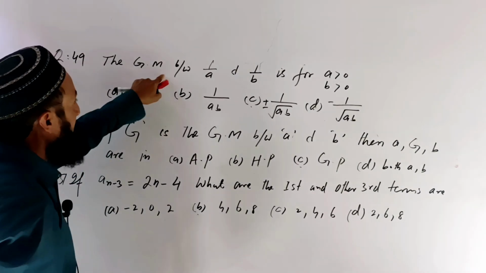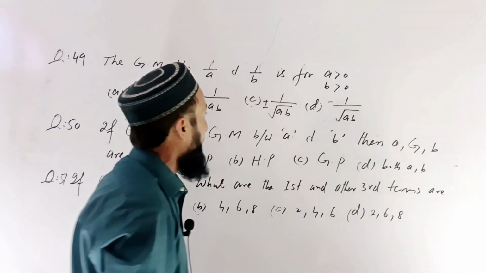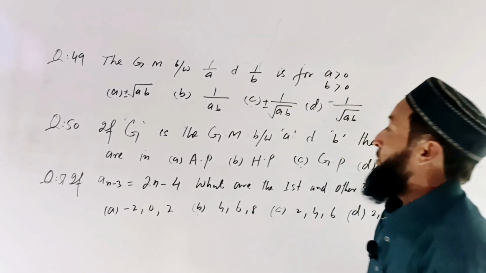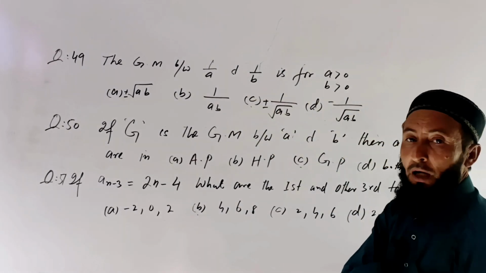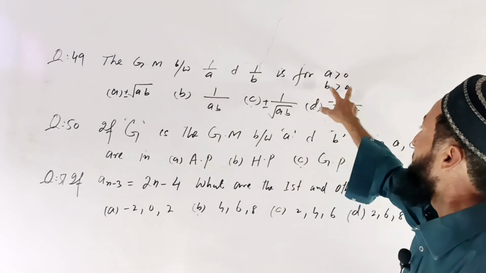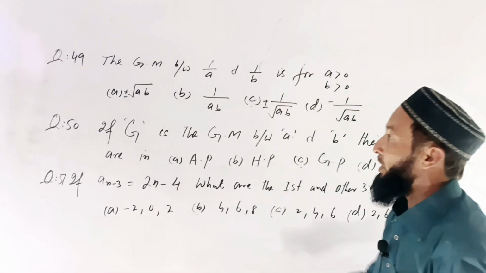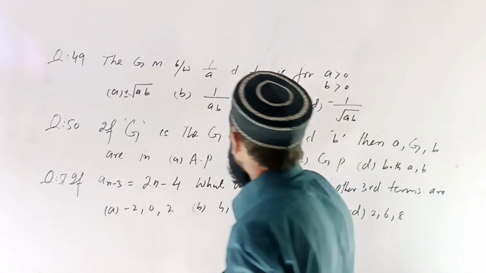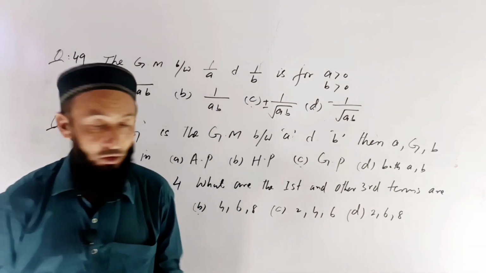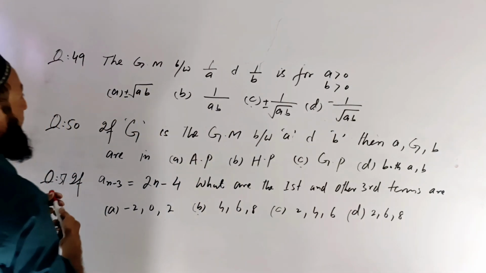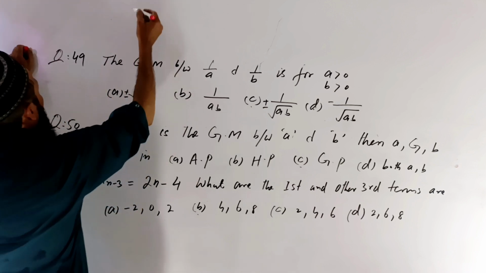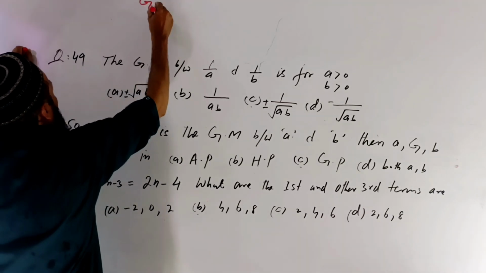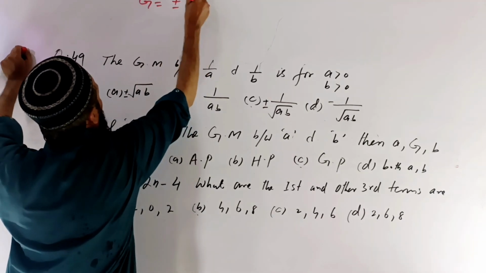Question 49. The geometric mean between 1 over a and 1 over b, for a greater than 0 and b greater than 0, both must be positive. In geometric means we have some properties: if both are positive, the geometric mean will be positive. If both are negative, the geometric mean will be negative. These are the properties of the geometric mean. Here both are positive and must be greater than 0. According to the formula, the geometric mean is plus minus ab under root.